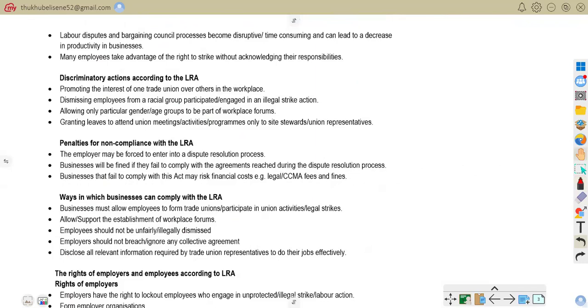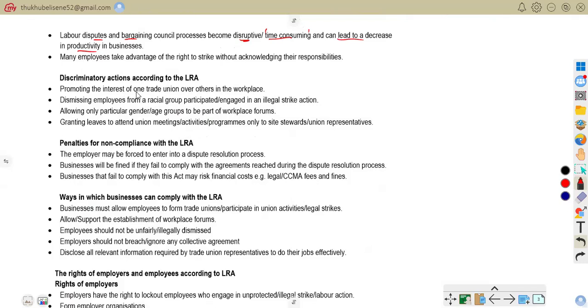So now we are on another point. As it says, labor disputes and bargaining council processes become disruptive, time-consuming, and can lead to a decrease in productivity in a business. So a manager sometimes may break a rule. I'm trying to say the CCMA process runs for several weeks. As we are saying, labor disputes and bargaining councils become disruptive and time-consuming. So you find that the CCMA process runs for several weeks. So it consumes time, and that can affect our production now.